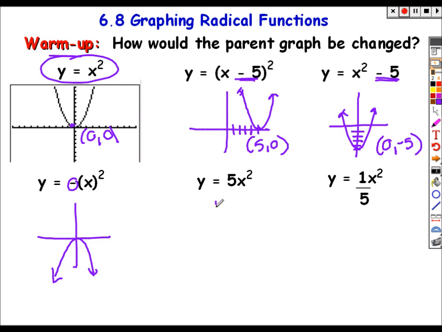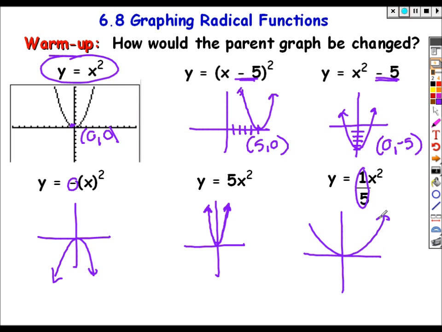If I have the 5, that's going to make the graph narrower. So if I input an x, whatever y value I got before, now that y value is going to be 5 times as large. And if I have a 1/5 out front, that's going to widen the graph. The 5 we refer to as a vertical stretch. If I multiply by something in between 0 and 1, that's going to be a vertical compression.